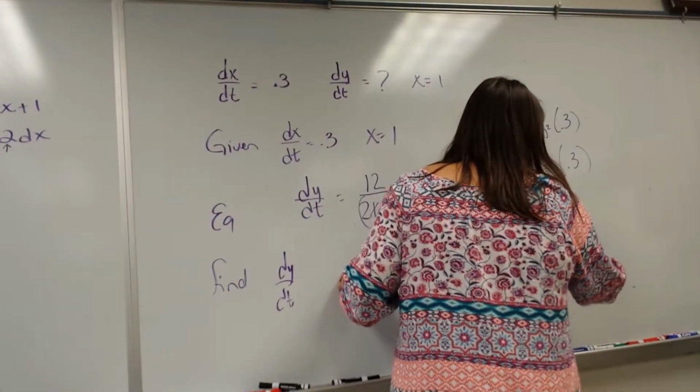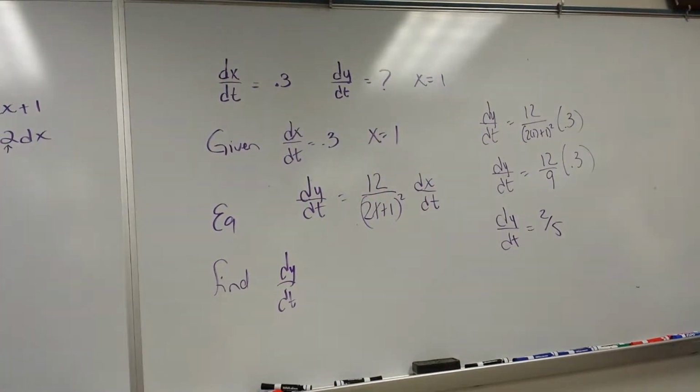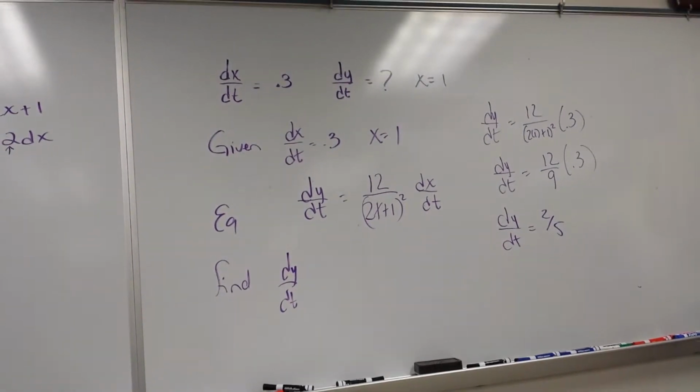What do you think? Would you want to put it in decimal because they gave you the other rate in decimal? You could. 0.4. Question? Why did you have to multiply by 0.3? That's the dx over dt. That's the change of x over time.